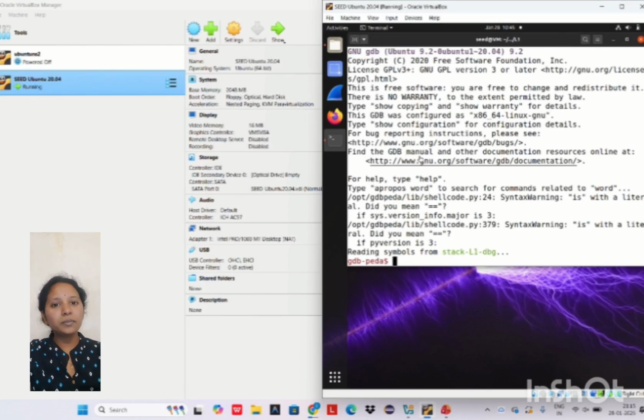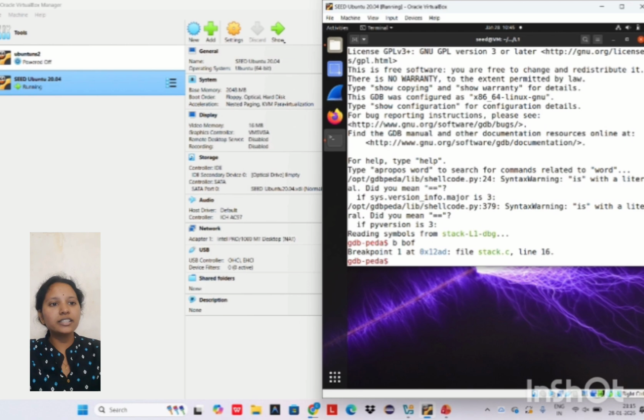Today I am here to explain buffer overflow attack. In Seed Labs, the buffer overflow experiment is divided into 4 levels, from level 1 to level 4, where each level gradually increases in complexity to strengthen the learner's understanding of exploitation techniques.